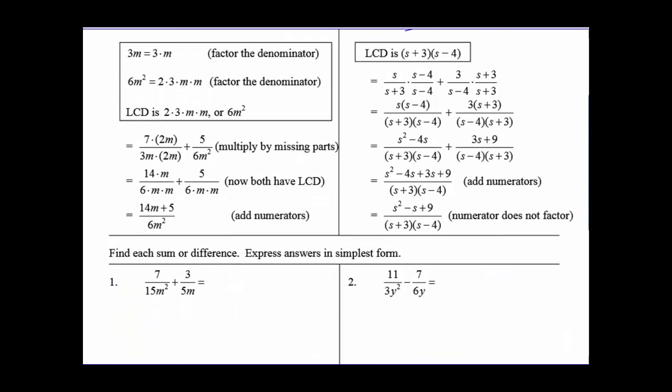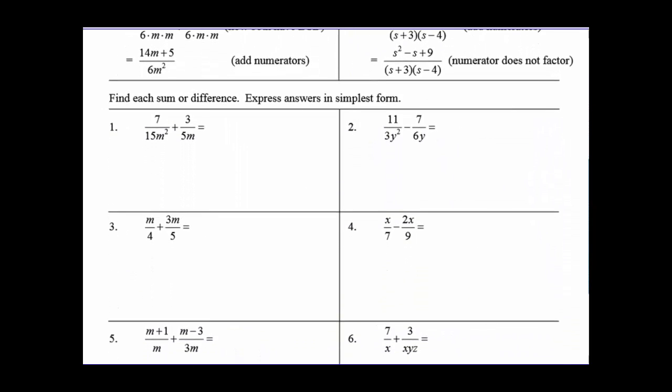We're going to jump down to number 1 and find the sum or difference and express in simplest form. What we're going to have to do first, because the 15m squared and the 5m are not like denominators, is find our LCD. The best way to do this is to break up our denominators into common factors and see what's common in both of them and what we need to make each denominator. So if we take the 15m squared, that is 3 times 5 times m times m. If we take the 5m, we have 5 times m.